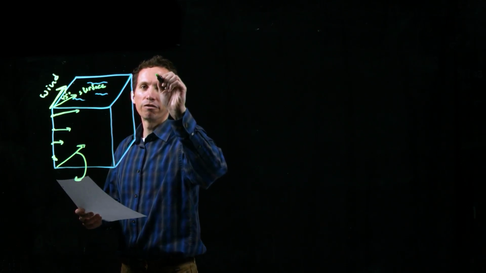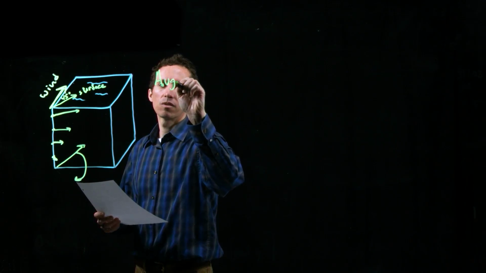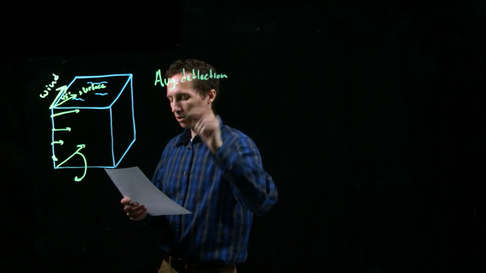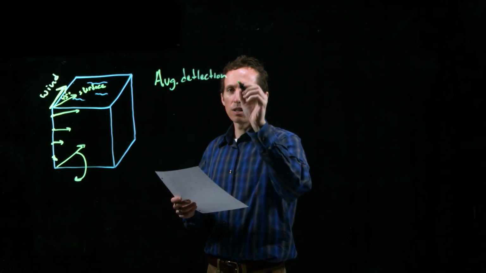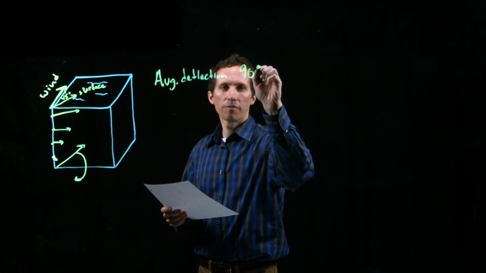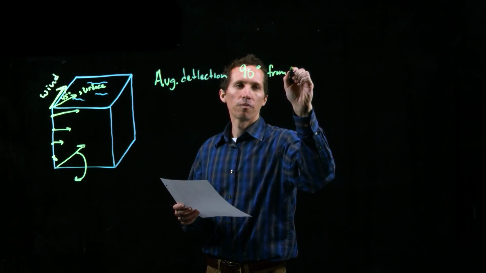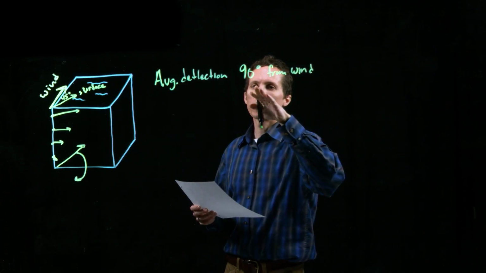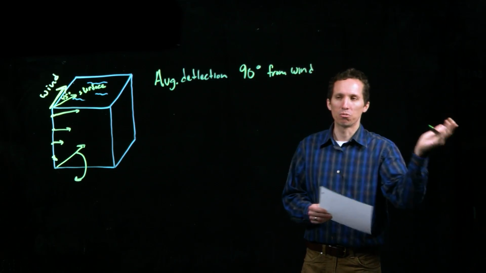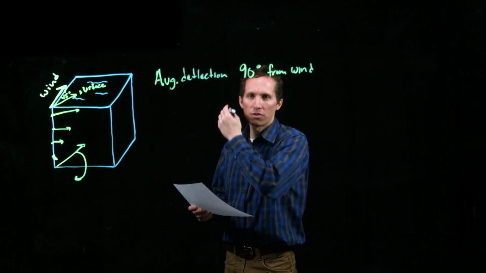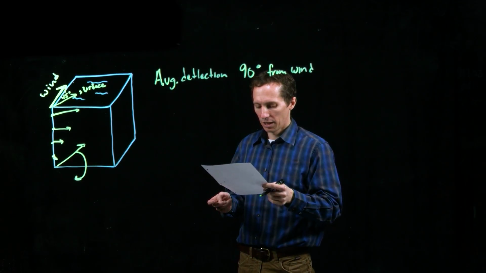So the average deflection is about 90 degrees from the wind, and the direction is either 90 degrees to the right in the northern hemisphere or 90 degrees to the left in the southern hemisphere due to that Coriolis effect.